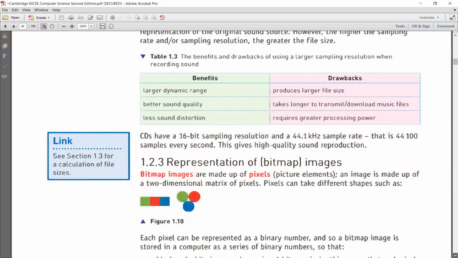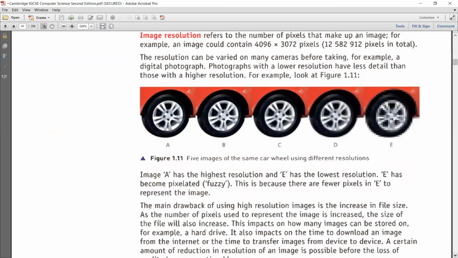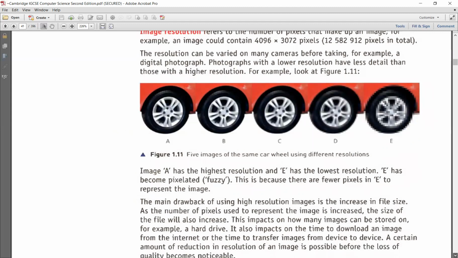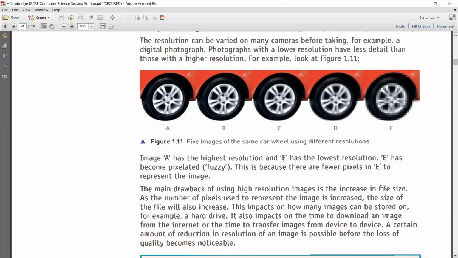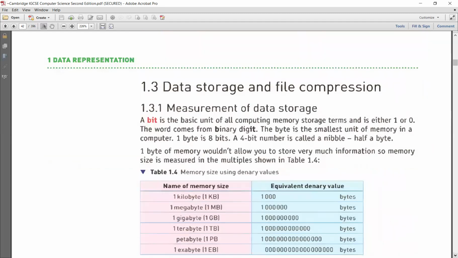The next one that you need to remember is representation of bitmap images. In this, you need to know the term pixelation. And you need to actually work on the image resolution term as well. I hope that you remember the term resolution, image resolution. And after that, the units.